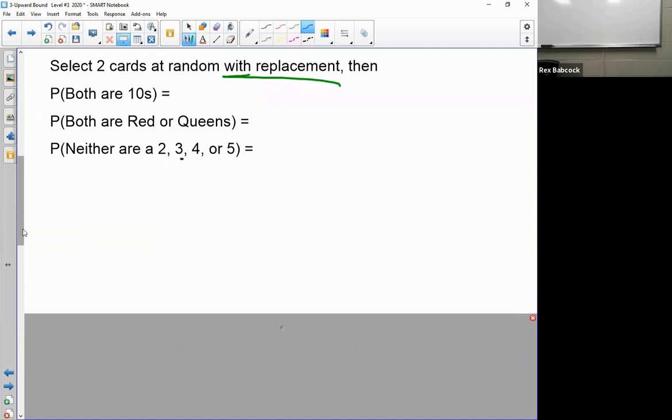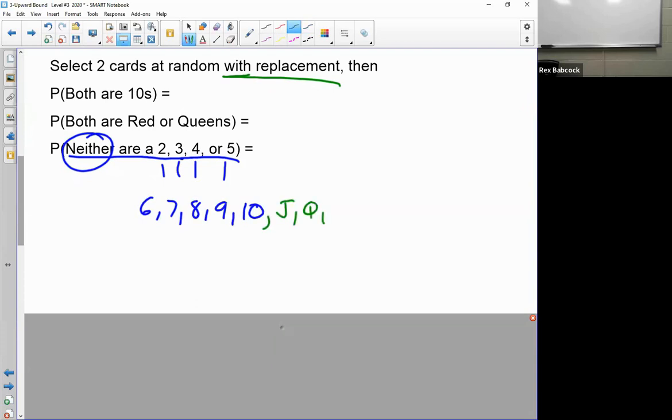Okay, probability. Now, if you remember the P just right here, it means probability. Then inside is this event, and it says neither are a 2, 3, 4, 5. So I've got to think about what that means. They can't be that. So if it can't be 2, 3, 4, 5, I want a 6, 7, 8, 9, 10. Those are the counting cards. And then Jack, Queen, King. Those are the face cards. Or an ace.